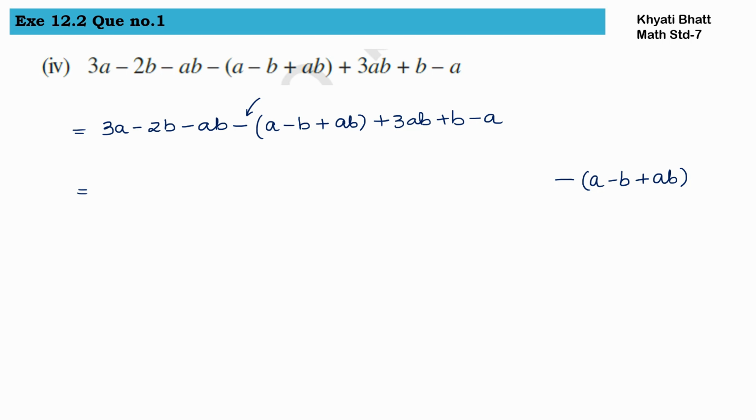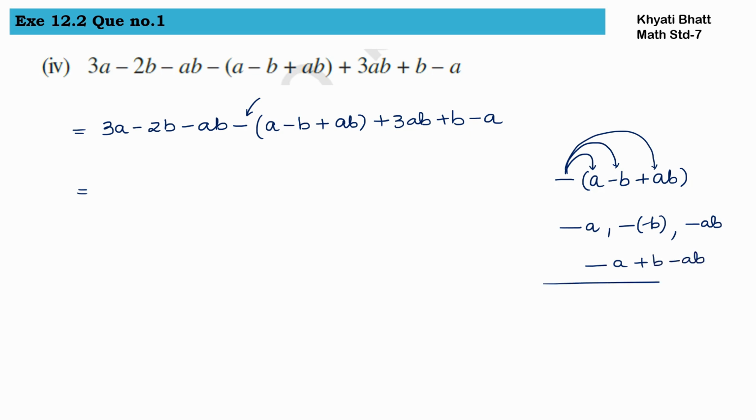First, when we are opening the bracket, the negative sign will go along with the minus a. Then for b, this minus sign will go along with minus b, so it is going to be minus minus b. Then this minus sign will go along with plus ab. So minus plus will become minus, so it is going to be minus ab. As a result, we will get here minus a plus b minus ab.